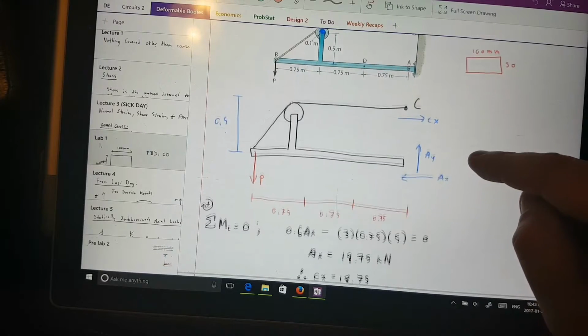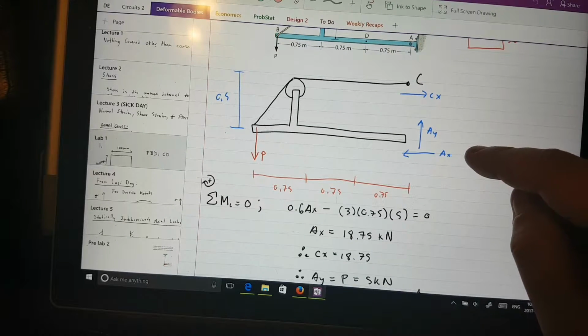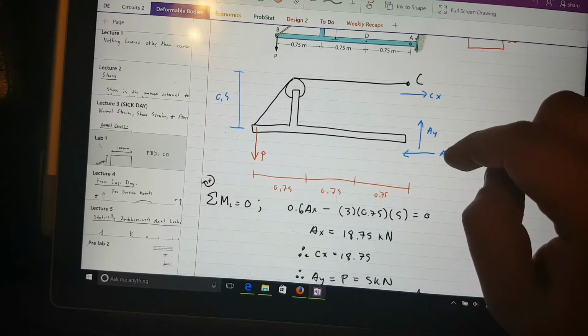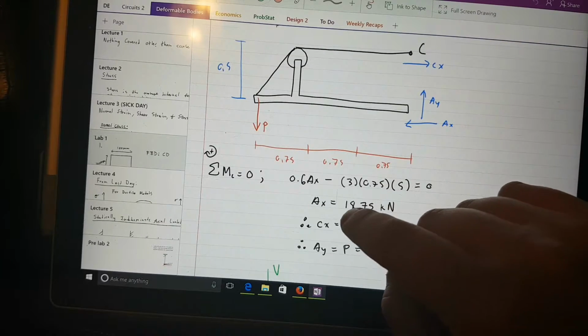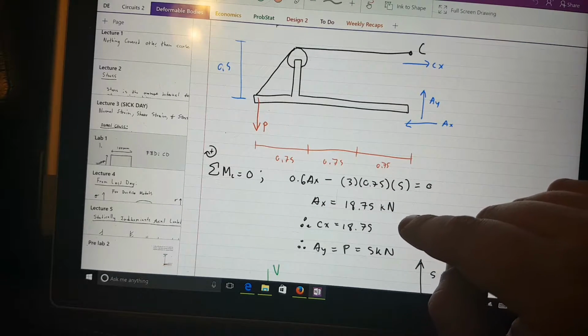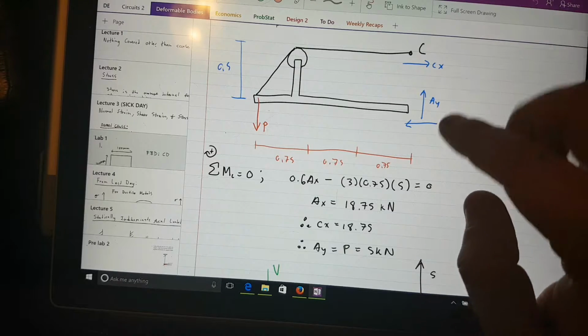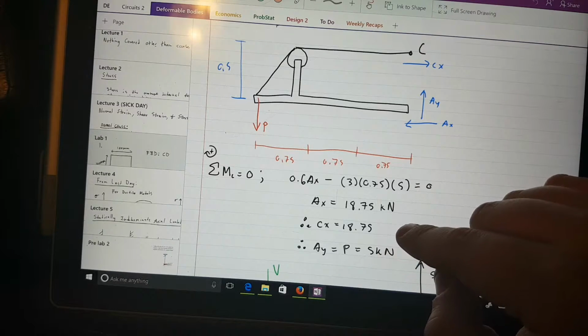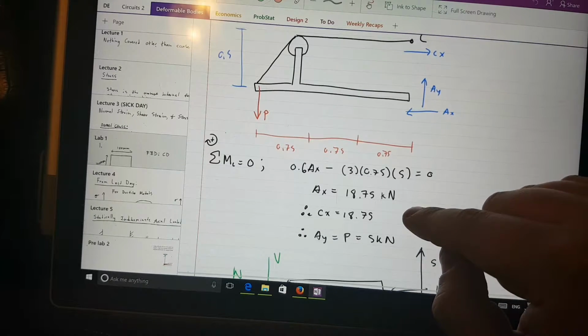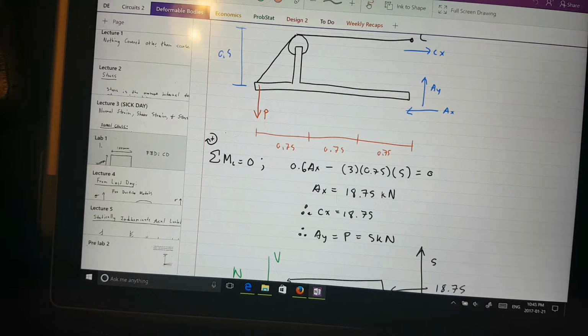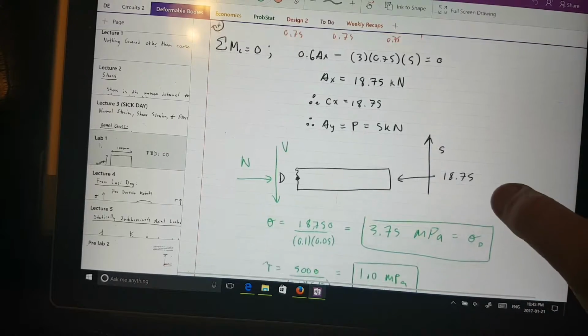So I did the moment at C. There'd be nothing going on here except for AX, right? But there's only one unknown there. So I can say that AX is this, and then I can assume that CX is the same thing, because it's the only one operating in the opposite direction. And then AY has got to be equal to P, which is 5 kilonewtons.